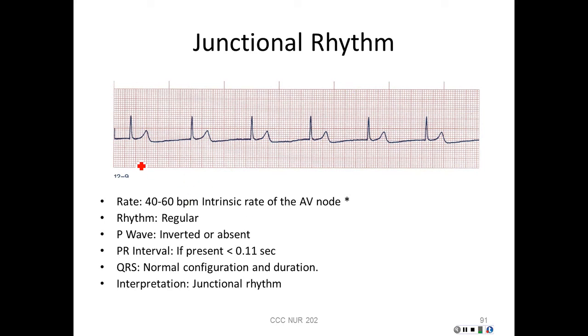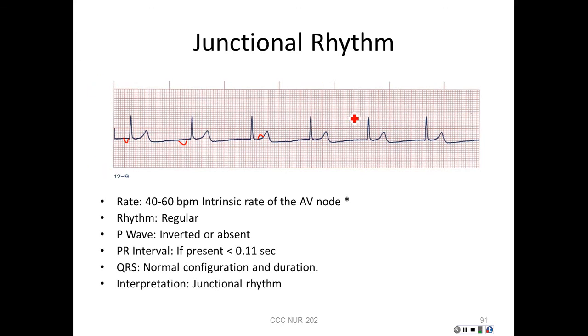Now, with junctional rhythms, you can also see an inverted P wave. In other words, that P wave may be out here and be upside down when you look at it. That's one of the things you can also see with a junctional rhythm. Occasionally, you'll see the P wave coming in back here on the back side of the QRS, maybe before the T wave. That happens occasionally.